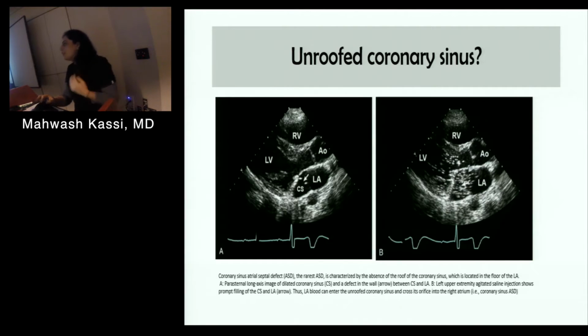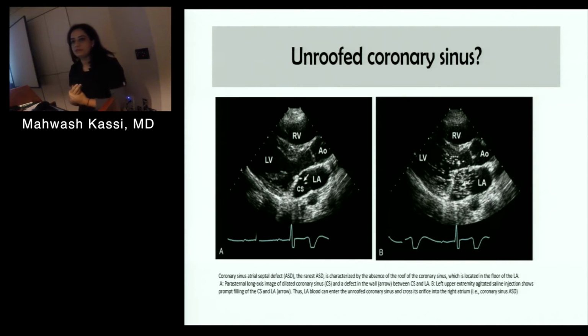So if you ever have an unroofed coronary sinus, you see basically this arrow. Can everyone see this little arrow here? That there is a connection between the coronary sinus and the left atrium. This is an unroofed coronary sinus, and when you do a left upper extremity agitated saline injection, you see prompt filling of not only the coronary sinus but also of the left atrium. So both structures fill in, and then you see a flow across the left and the right.